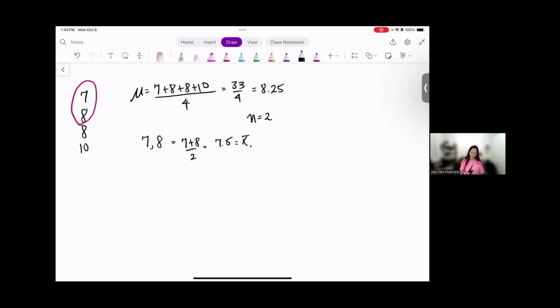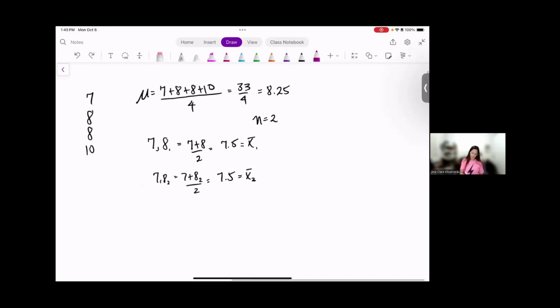What about if I took another sample? Maybe this time I do 7 and the other 8. Well, again, this is like 8 number 2. 7 plus 8 number 2 is also 7.5, and that's the sample average for that second group. What about if I take the 7 and the 10? If I add together 7 plus 10 and divide by 2, I get 8.5. That's my next sample.